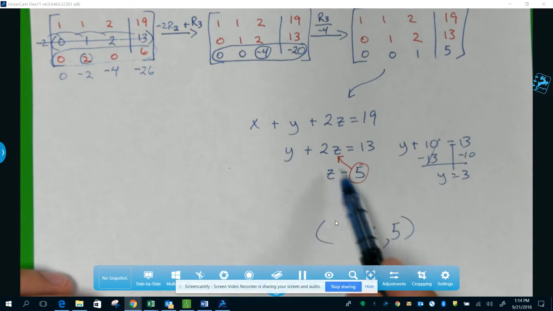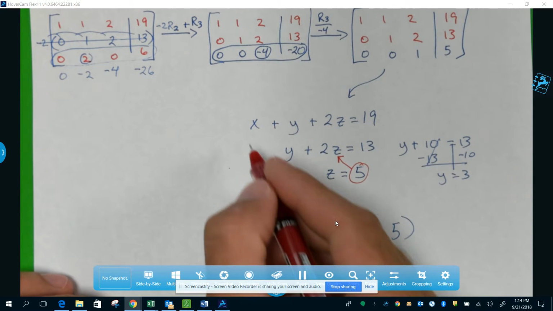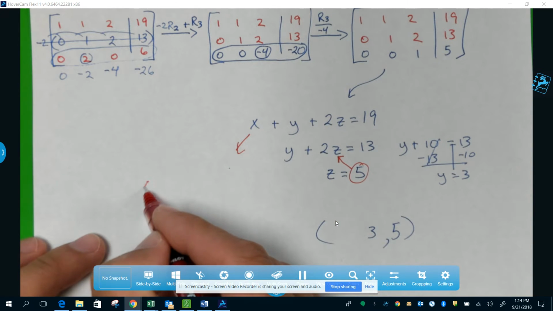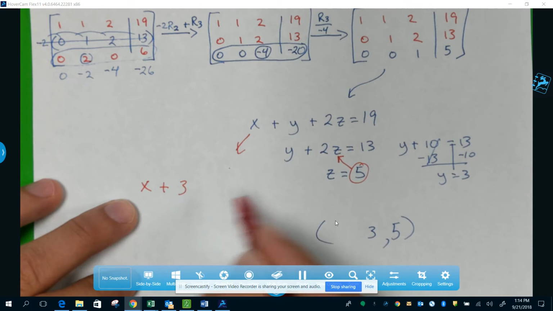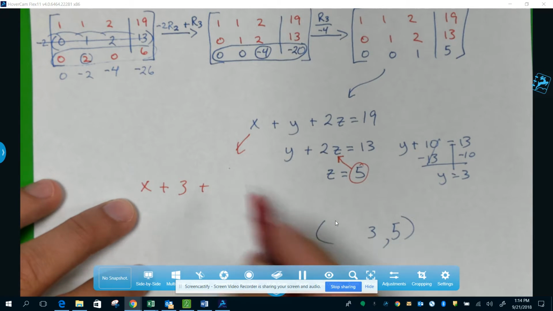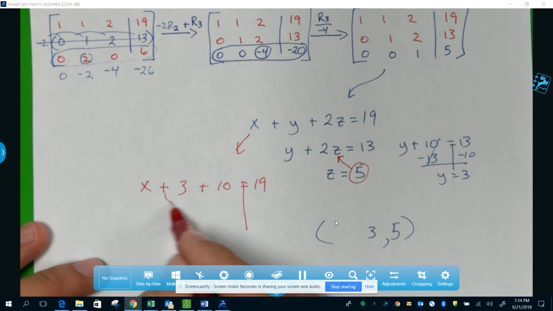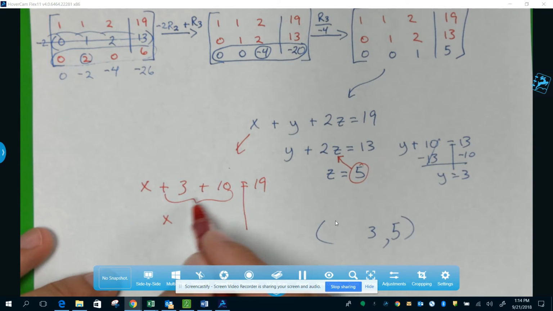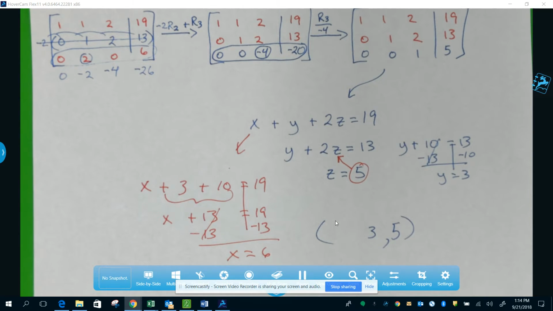So now that I know my y and my z, I'm going to plug both of those into this top equation so I can solve for x. I'll rewrite it over here. I've got x plus my y, which was 3, plus 2 times z, so that was 2 times 5. That was a 10, equals 19. So combine those like terms, I get x plus 13 equals 19. And now when I subtract 13 from both sides, I get x equals 6.